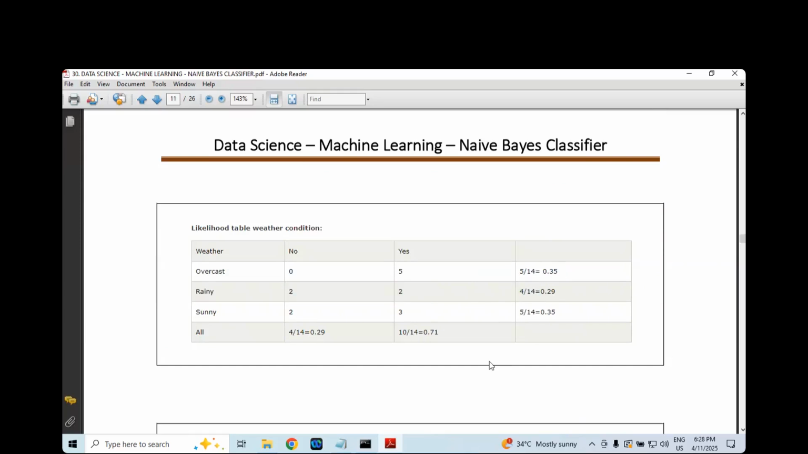What we are doing, column level and row level we are adding and we are dividing with the 14. We are dividing with 14 actually. That's what we are doing, right? 2 plus 3, 5 divided by 14, 0.35.